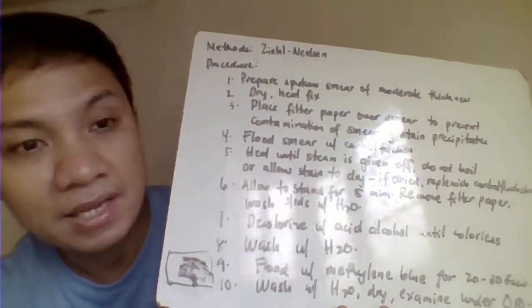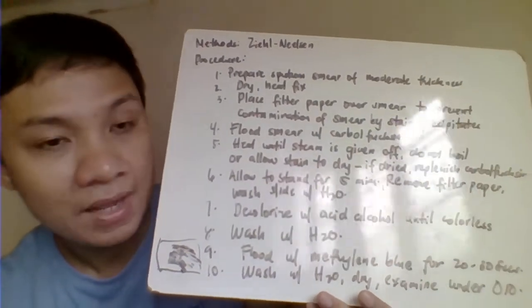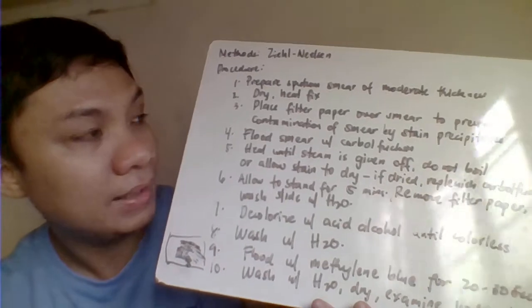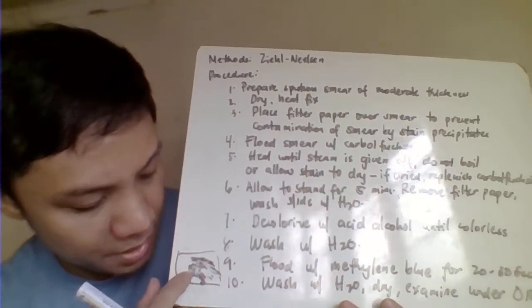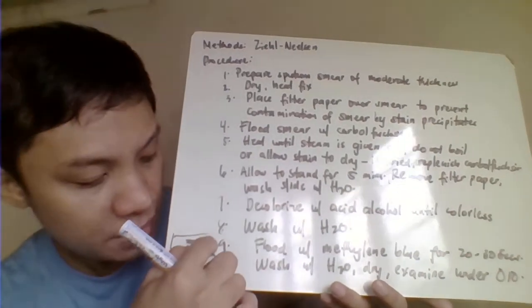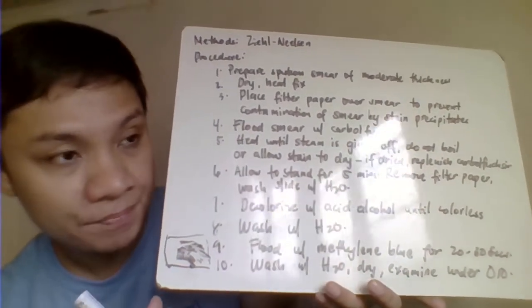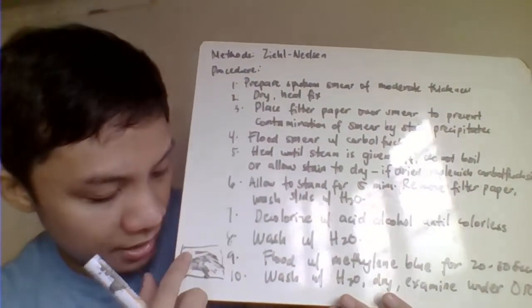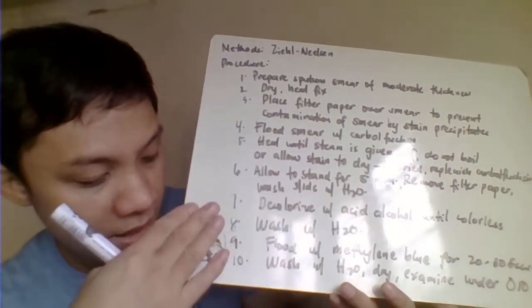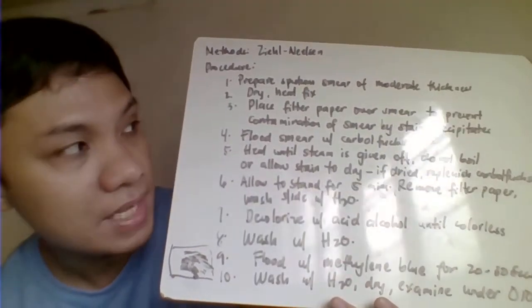Heat fixation again is being done here by passing your smear under the flame. Again, do not over flame that one. And after that, you cover your smear here with a filter paper. Make sure here that the filter paper has fully covered the entire smear. Then after that, you flood. So pag may filter paper na, mag-flood tayo ng ating primer stain, your carbol-fuchsin.